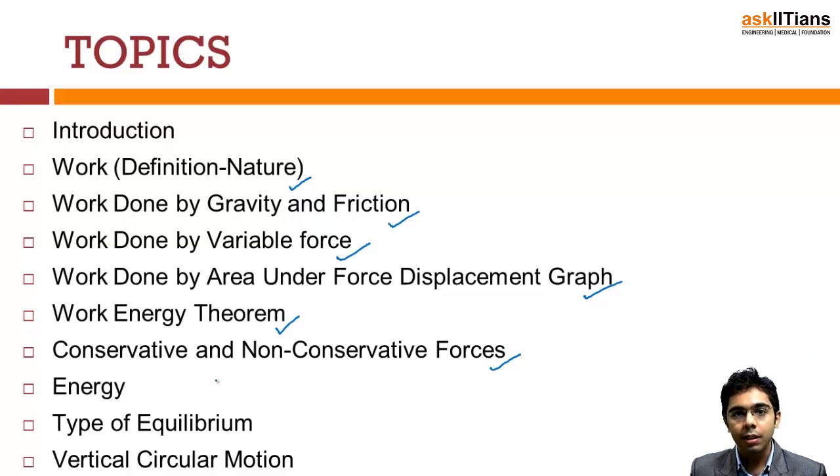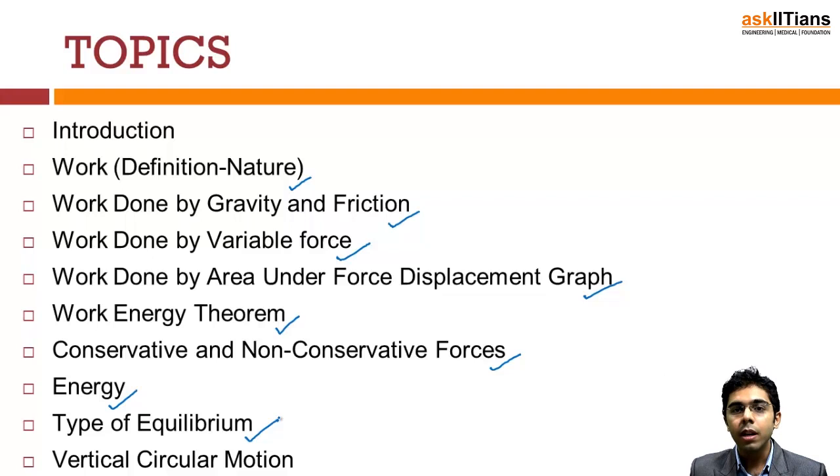After work, the second term is energy. We will cover what energy is, what the types and forms of energy are, and how we can deal with motion using energy. After that we are going to see what equilibrium is and what the types of equilibrium are, where we categorize equilibrium on the basis of stability.